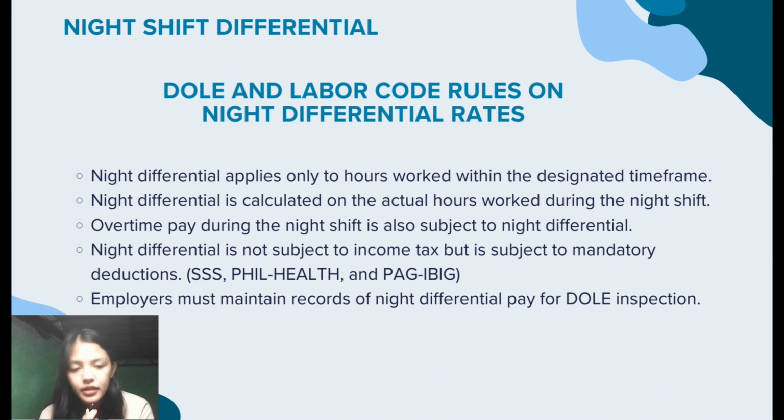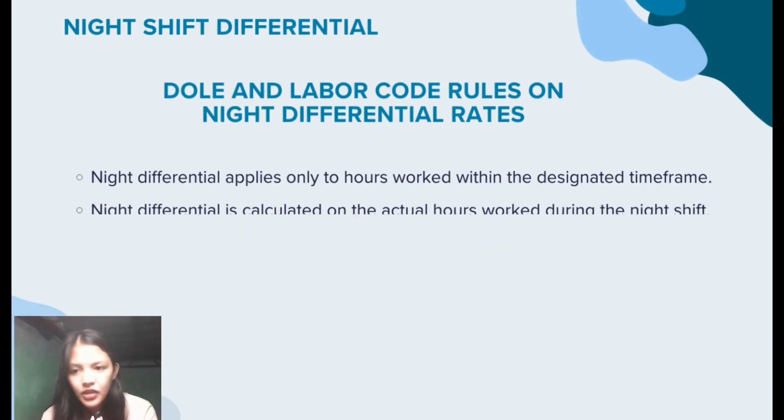So night differential applies only to hours worked within the designated time frame. This means employees only receive night differential for hours they actually work during the night shift period. For example, in the private sector, night differential applies from 10 p.m. to 6 a.m., while in the government sector, 6 p.m. to 6 a.m. Next, night differential is calculated on the actual hours worked during the night shift. So this ensures fair compensation based on the specific time an employee works at night. So later, I will also provide an example on how to compute the night differential rate.